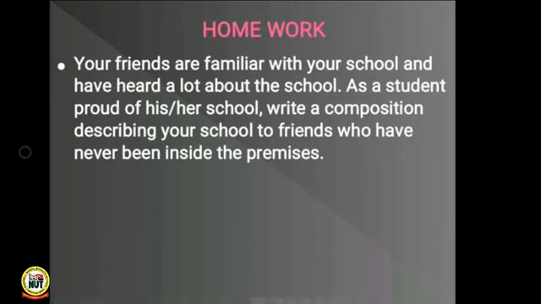Your friends are familiar with your school and have heard a lot about the school. As a student proud of his or her school, write a composition describing your school to friends who have never been inside the premises. All right, I'd like you to do this yourself and let's see how well your descriptive composition would come out.